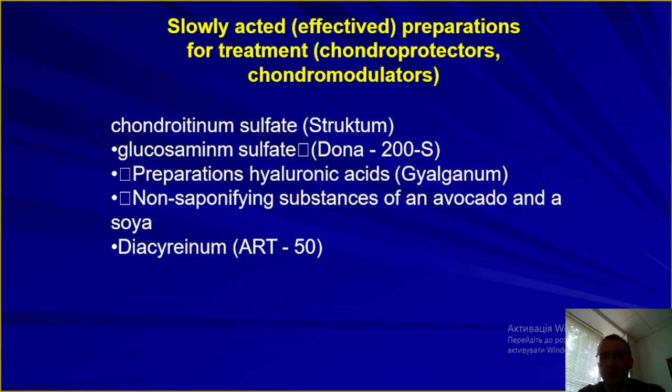One of the most popular drugs used for treatment of osteoarthritis is the so-called slow-acting drugs, also known as chondroprotectors. They consist of chondroitin sulfate and glycosaminoglycan. Those are the elements of the matrix of the cartilage, you remember.